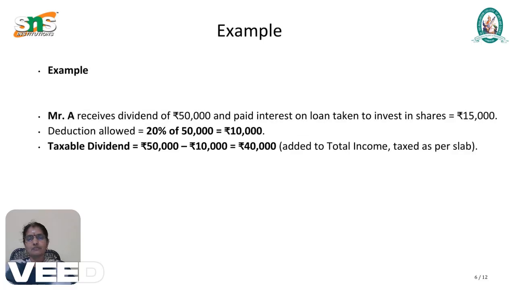For example, Mr. A receives a dividend of 50,000 and paid interest of 15,000 on a loan taken to invest in shares. As per this problem, the deduction allowed is 20% of the amount 50,000, that is 10,000. So the taxable dividend is 50,000 minus 10,000, which equals 40,000. That amount will be added to the total income and taxed as per the slab.